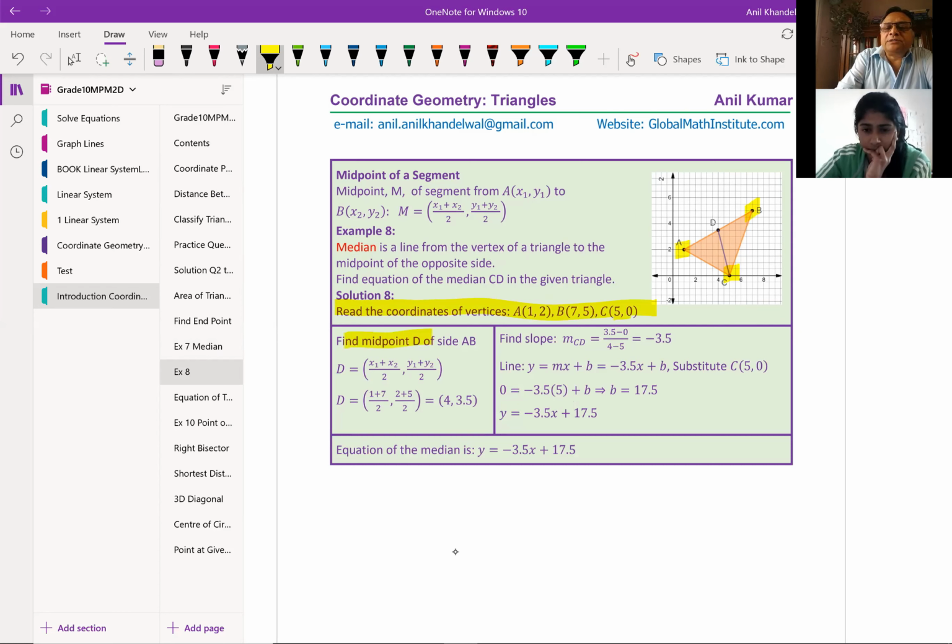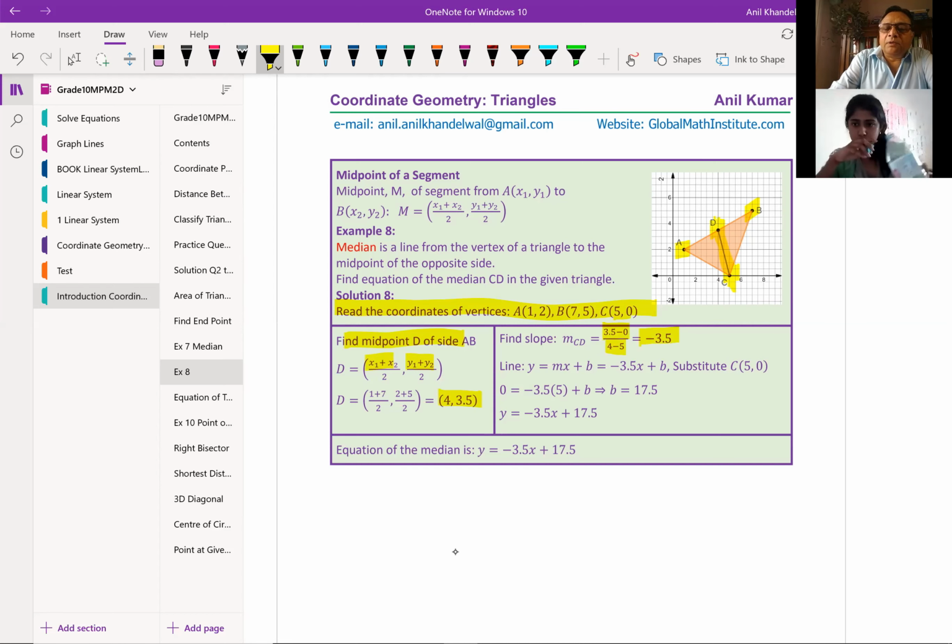Now the midpoint of AB is point D, which is the average of X and Y values, came to be 4 and 3.5. Now once you know the midpoint, we need to just find the slope between C and D, right? We know these 2 points. So slope will be y2 minus y1 divided by x2 minus x1. And when you do that, you get a slope of negative 3.5.